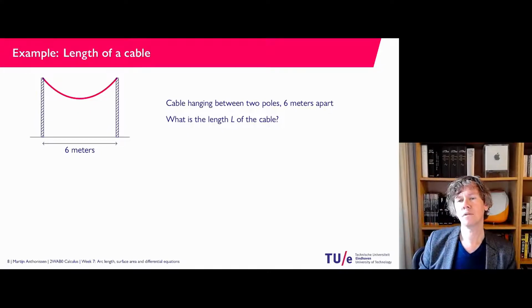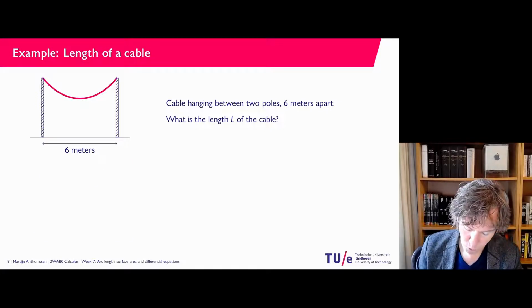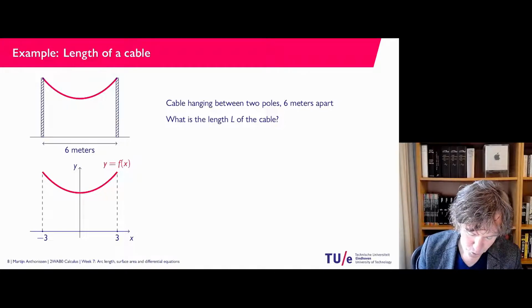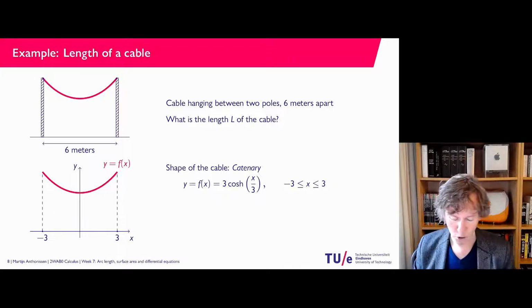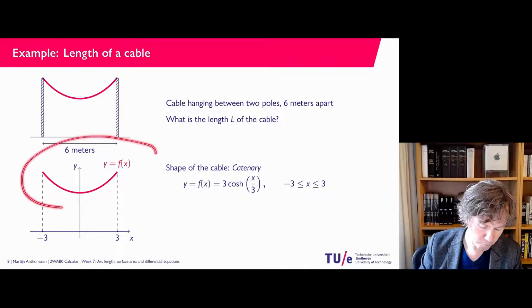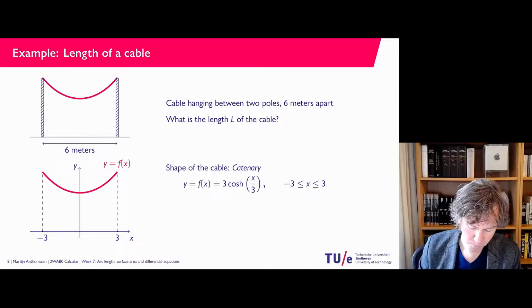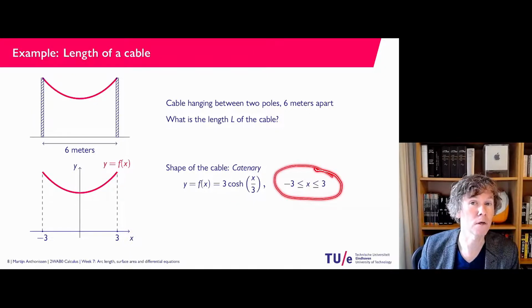It would seem that you lack information here, but you don't. Because what we know is that the shape it assumes is going to be this catenary shape. So we know that the shape of the graph that you have here is 3 times cosine hyperbolic of x over 3, where x is ranging in between -3 and +3.